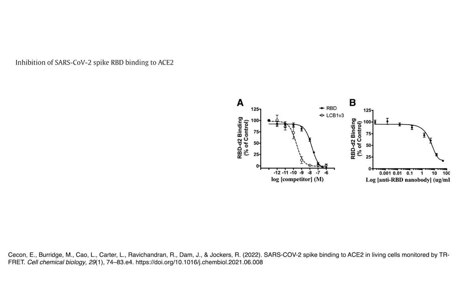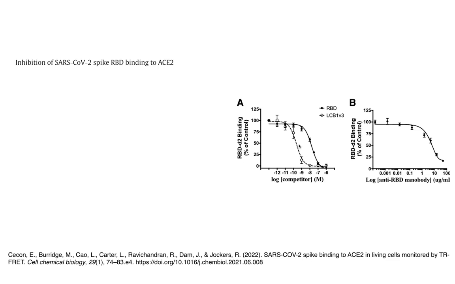So in this case, you have a labeled RBD bound, and then you introduce a competitor, so an unlabeled RBD for your control, or in this case, this LCB1V3, which is an unlabeled competitor. When you have no competitor, all of it is going to be bound to the labeled RBD. Then as you add competitor, that labeled RBD is going to get pushed off, and so you're going to see a decrease in the signal.